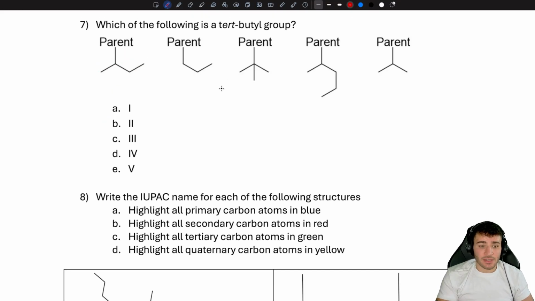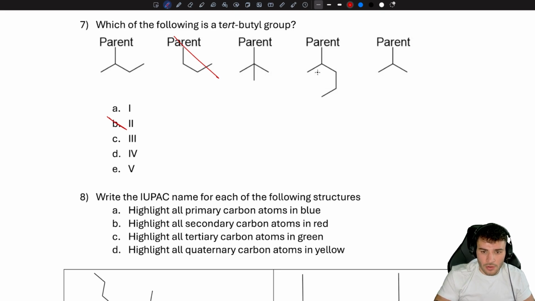Which of the following is a tert-butyl group? The first thing I like to do is eliminate anything that doesn't have 4 carbons. This has 4 carbons, 1, 2, 3, 4, that's good. This does not, 1, 2, 3, that's wrong. And we can eliminate 2, right? And this should be numbered. I think it's pretty obvious.